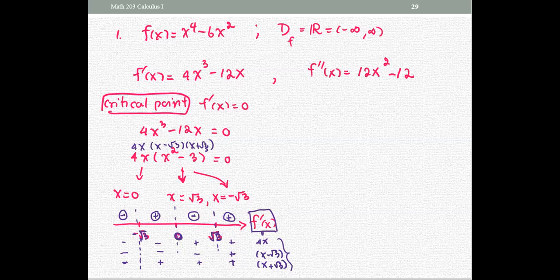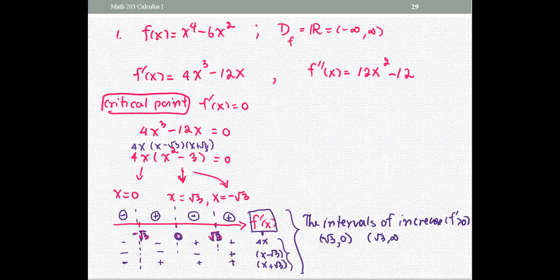Then I'm going to use this to summarize it as the intervals. The intervals of increase mean my f prime is greater than 0, right? The plus sign. So it's going to be from square root 3 to infinity, or we can take from the left end, which is from negative square root 3 to 0. It has to be an open interval, okay? Because at those points, the critical numbers, f prime is 0. So negative square root 3 to 0 is the first interval of increase. And the next one is going to be square root 3 to infinity.